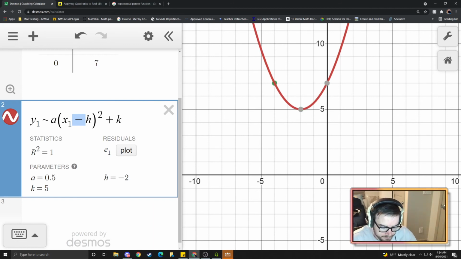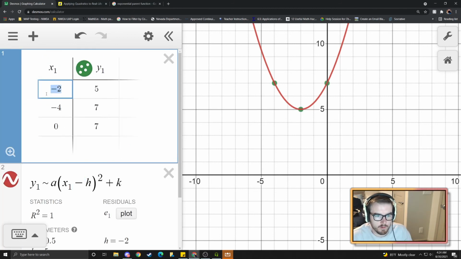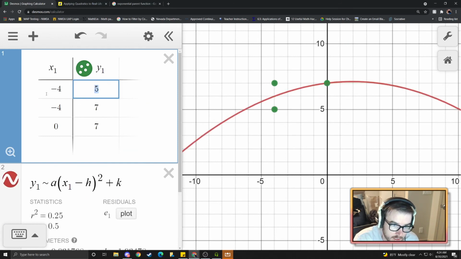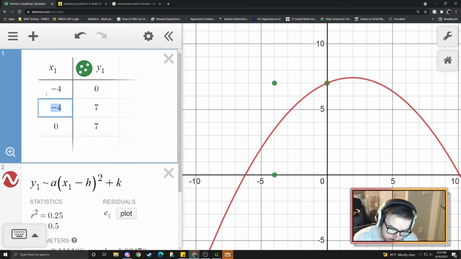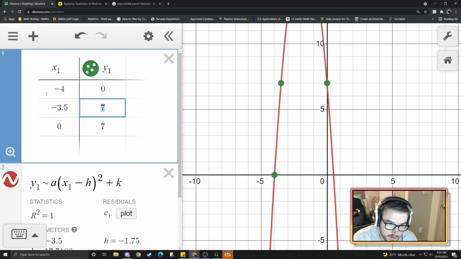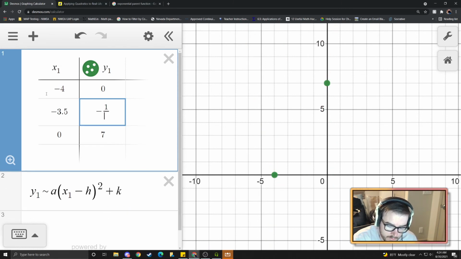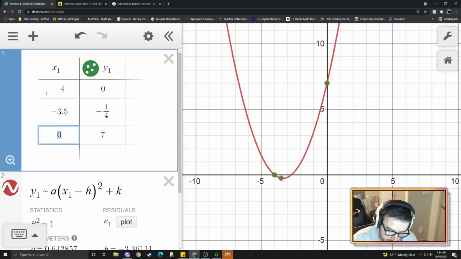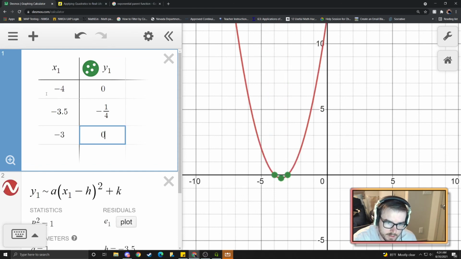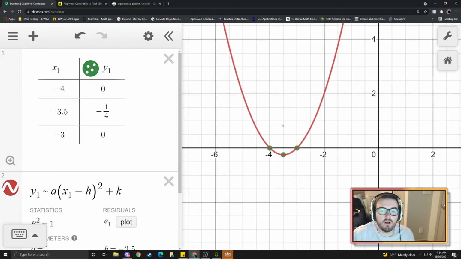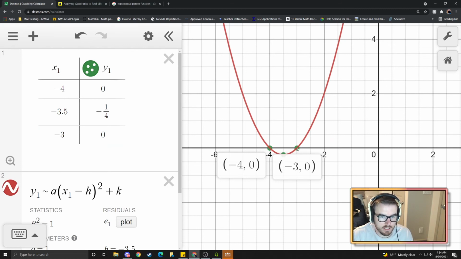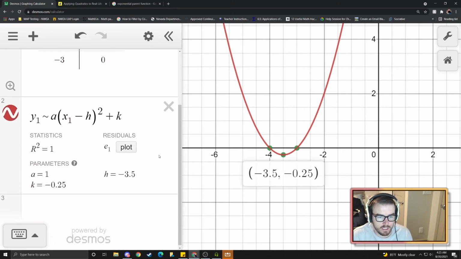2 more and we're done. Number 6. They've given us 3 points in number 6. Let me go ahead and type those real quick. Negative 4, 0. Negative 3.5, negative 1/4. And then negative 3, 0. So these are our x-intercepts because it's crossing the x-axis. This is our vertex, okay?